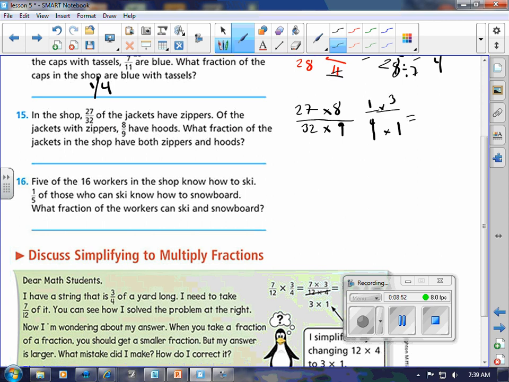So then I'm just going to multiply across. 1 times 3 is 3. 4 times 1 is 4. So 3/4 of the jackets in the shop have hoods with zippers.